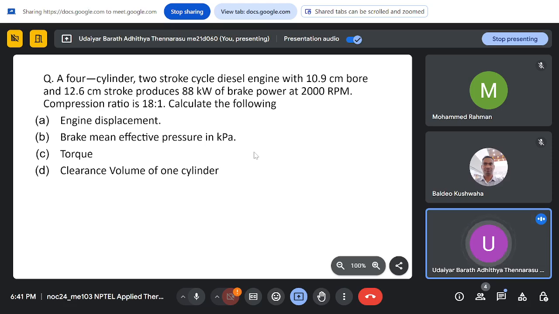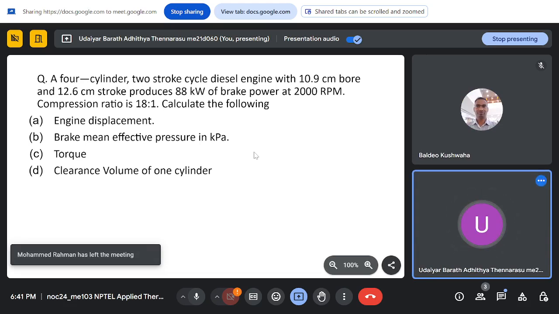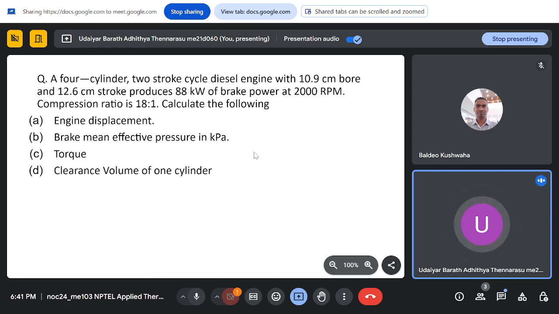So next is a four-cylinder two-stroke cycle diesel engine with 10.9 centimeter bore and 12.6 centimeter stroke produces 88 kilowatt of brake power at 2000 rpm, and the compression ratio is 18:1. Calculate the following. So we'll see some numericals now.